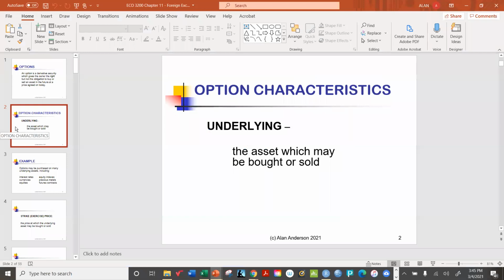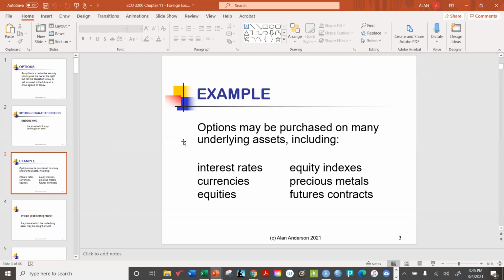But options are available for all kinds of assets. It's not just stocks. In fact, some of the things that you can buy with options might really surprise you. Like what? Let's take a quick look. Options can be bought in many assets like interest rates, for example. Well, there's currencies, of course, equities, which are stocks, and equity indexes. Those are indexes like the Dow Jones and the Standard & Poor's 500. We also have precious metals like gold, silver, platinum, palladium, all the rest of them.